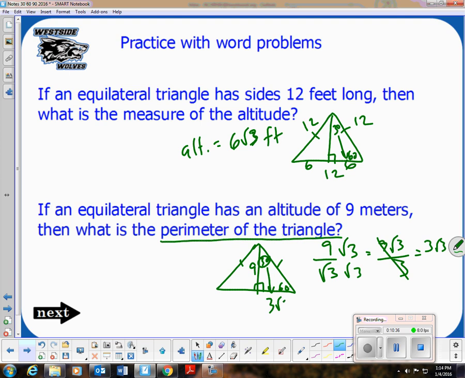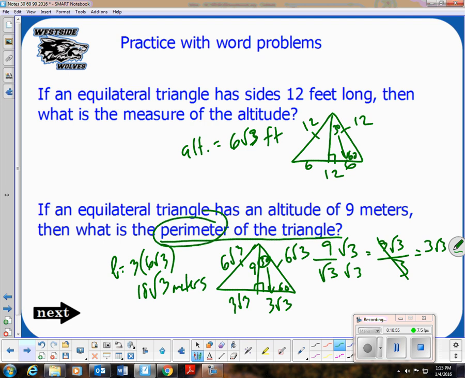So this is 3 square root of 3. What's this other side? Well, it's times 2. So that's 6 square root of 3. And this is 6 square root of 3. And this is 3 square root of 3. So the perimeter is going to be 3 times 6 square root of 3. So it's 18 square root of 3 meters. Make sure you answer the question that it's asking, perimeter or area or whatever it changes to. Always read them carefully.